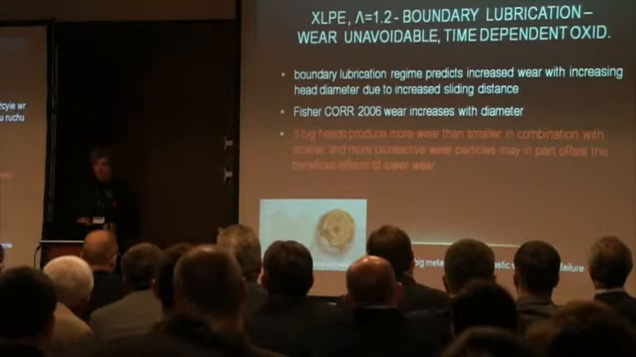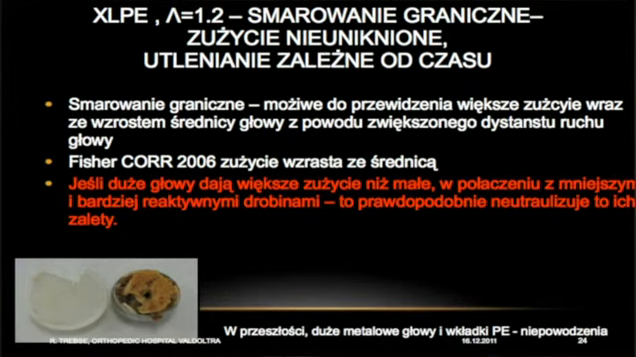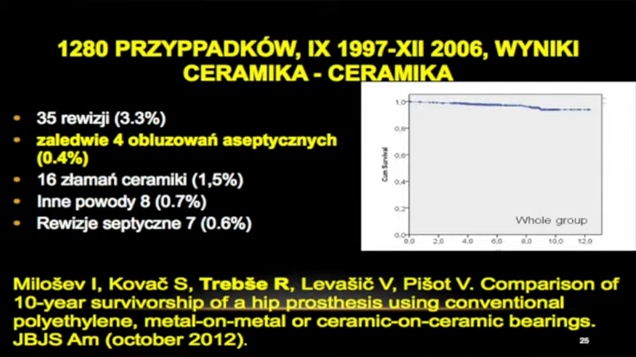With crosslink poly, we must take into consideration that crosslink poly particles are much more toxic than conventional polyethylene particles, and they are smaller. So if we increase head size and take into consideration these more toxic particles, we partly offset the beneficial effect of the better wear performance of this polyethylene. So it is again advisable not to exceed with head size in crosslink poly.